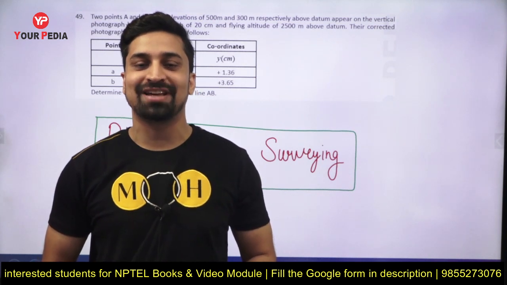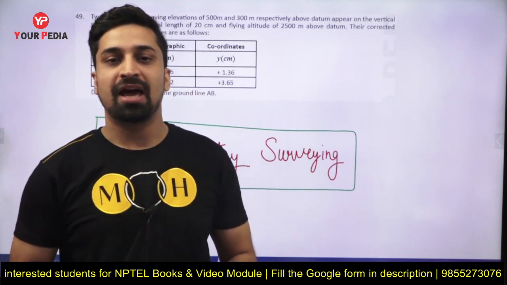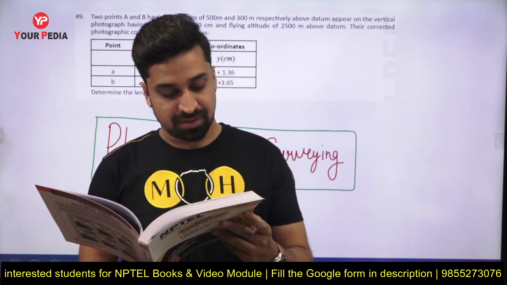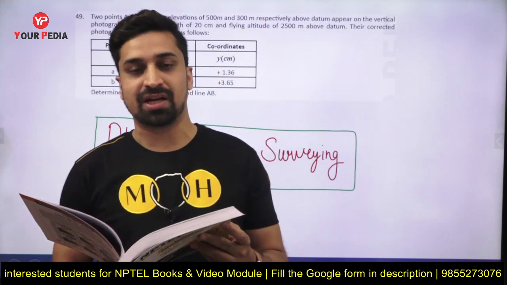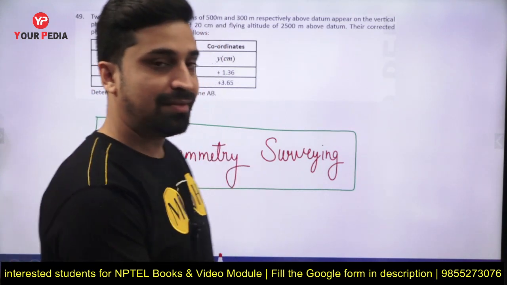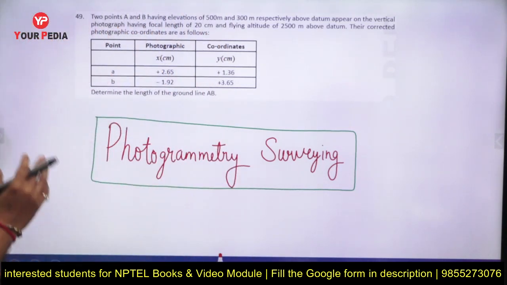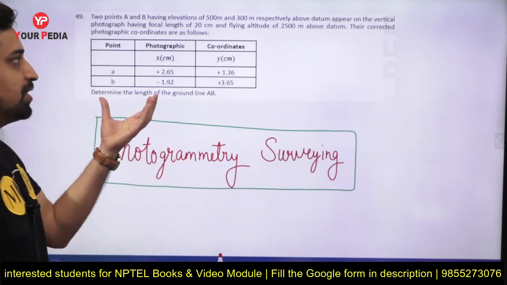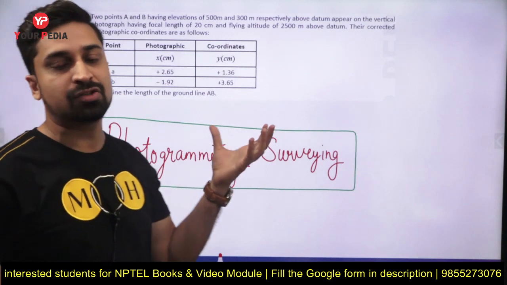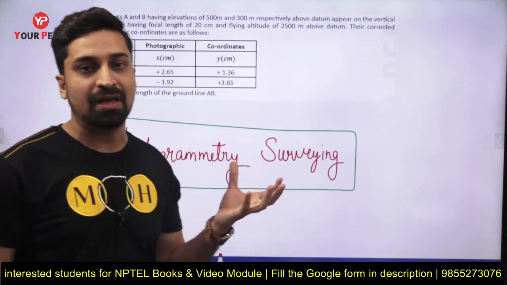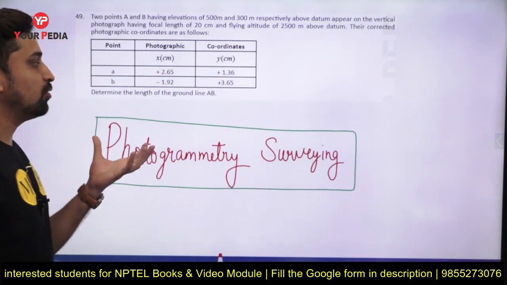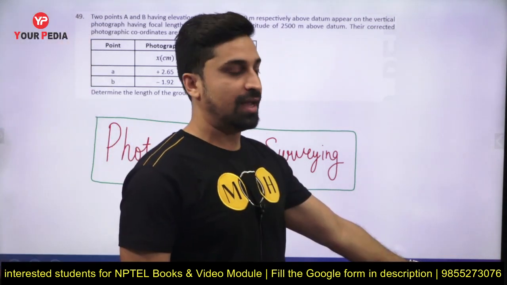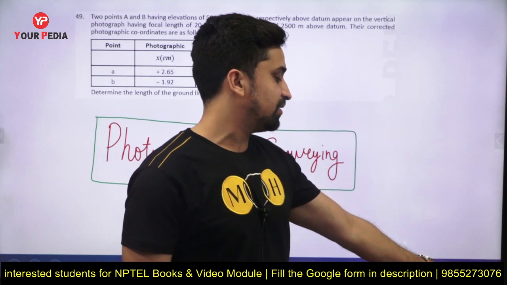I am your mentor Rohit Singh and today we are going to solve an NPTEL assignment question of the subject Surveying, which is on page number 312 as question number 49. This question is regarding photogrammetry surveying. They have given you the x and y coordinates of two points A and B on the photograph, and they are asking you to calculate the length of the ground line AB joining the points A and B. Okay, so let us start this question.